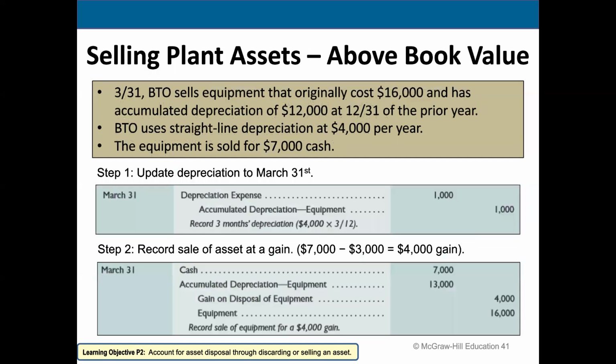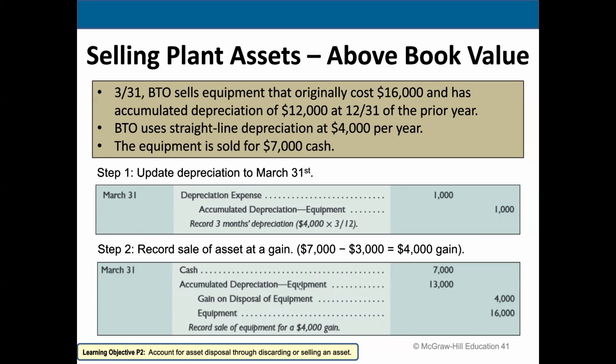All right, here's an example where we sell the plant asset for above the book value. So the cost was 16,000. We have accumulated depreciation of 12,000 the previous year. We use straight line depreciation of 4,000 per year, and the equipment sold for 7,000 cash. Step one, bring my depreciation up to the date of sale. So that's $4,000 per year times 3/12, because it was 3 months during this year. So we'll debit depreciation expense 1,000, credit accumulated depreciation 1,000, which takes our accumulated depreciation account balance up to a credit of 13,000. Then again, I know I'm getting 7,000 cash, so I'll record that.